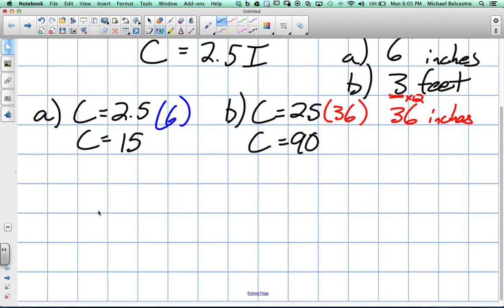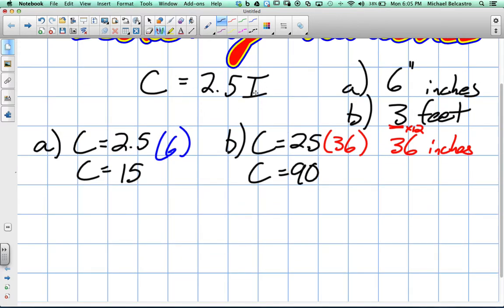The second part of the question asks us to rearrange the formula to set it equal to I, okay? So we'll call this part C. What they want is we still have the same formula. C is equal to 2.5 times I. Okay, it's technically written beside each other, so it means multiplied. The goal is to isolate for I.